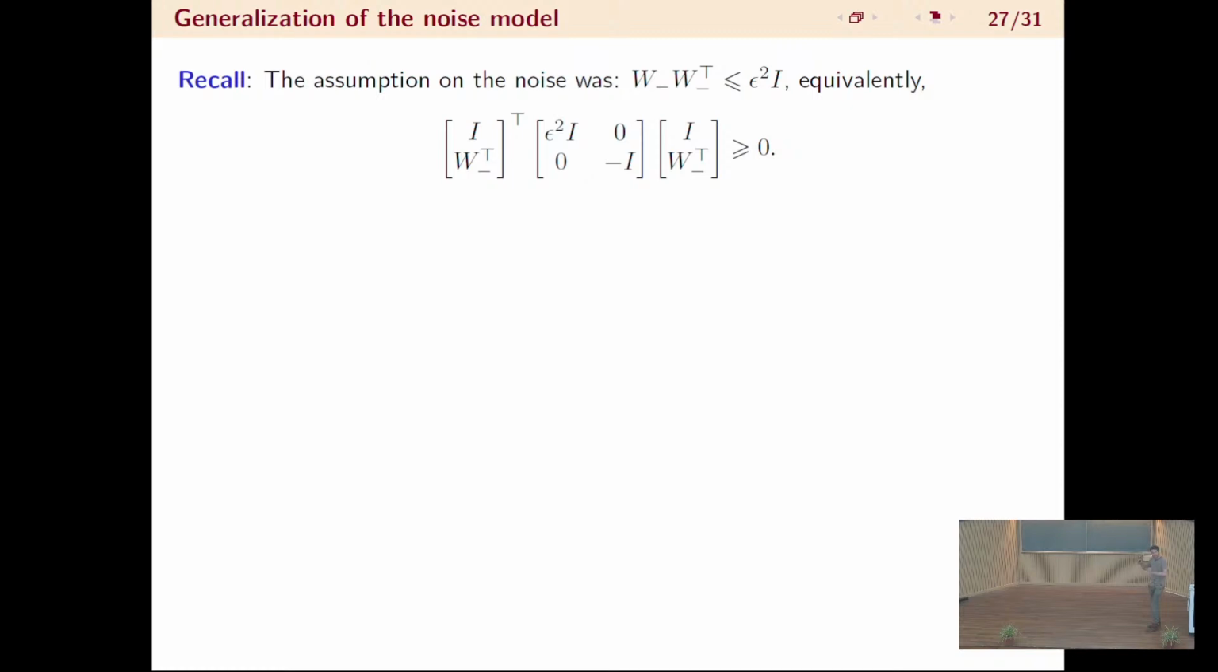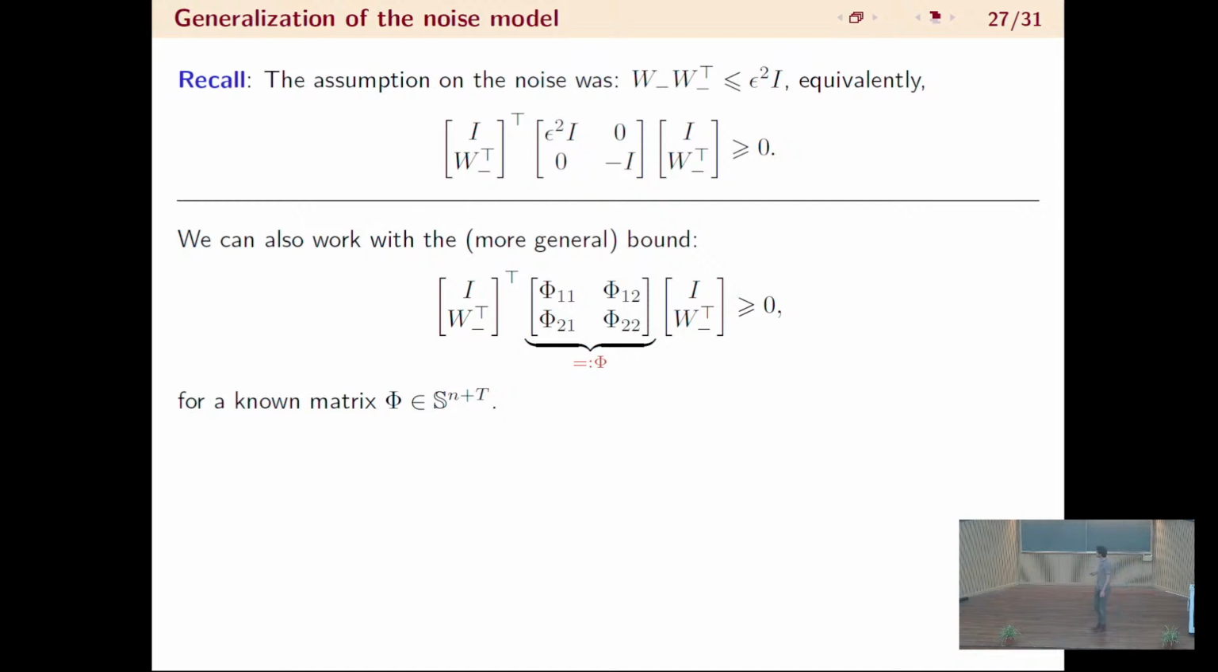So we already did a little bit of the generalization of the noise model. Let me quickly remind you. Before, we were assuming that the norm of W minus was less than or equal to epsilon, which was equivalent to this inequality here. And you could reformulate that inequality as the quadratic matrix inequality over here. Now, the matrix that you see here in the middle is a very specific matrix, depending on this value epsilon, which is the bound on the norm, and we have this minus identity.